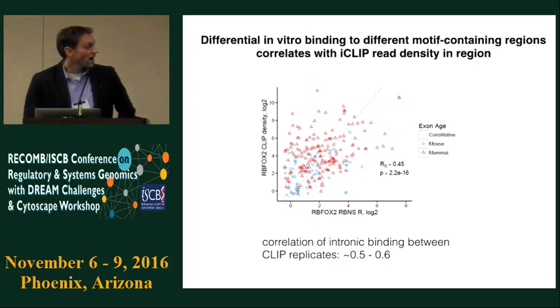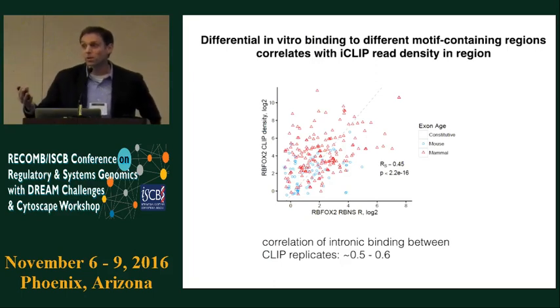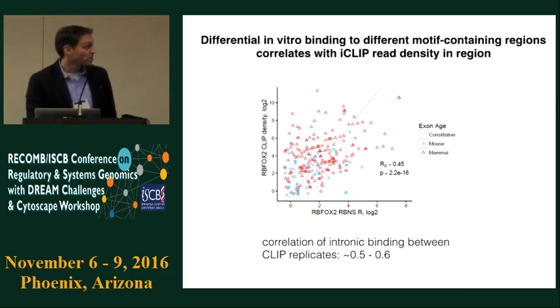And so this actually compares, it's almost in the same range as the correlation of intronic binding that you observe between CLIP replicates. Introns are notoriously difficult to CLIP because they're nuclear and short-lived, and this is about as good as you can get by CLIP, and so we're correlating almost as well. It suggests that the in vitro binding is measuring something that predicts in vivo binding.